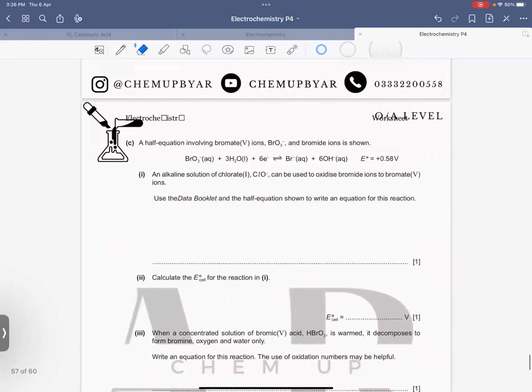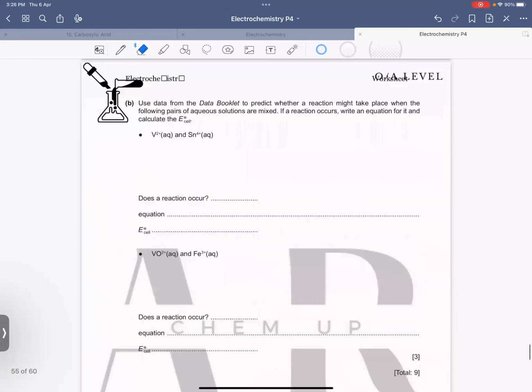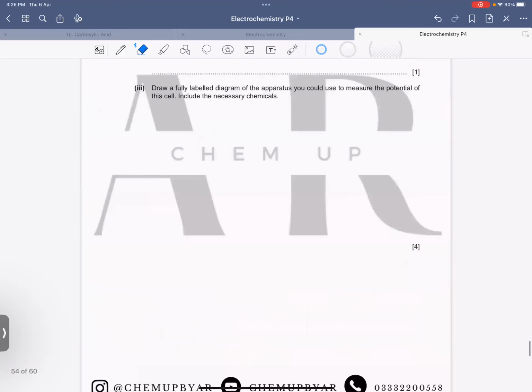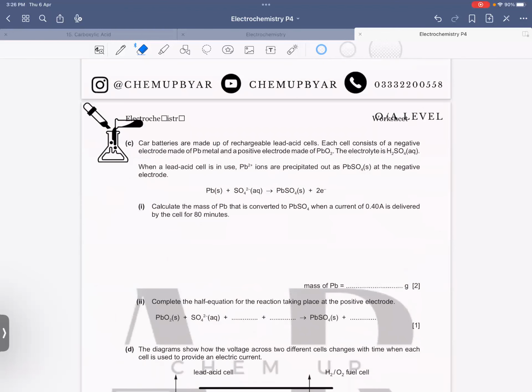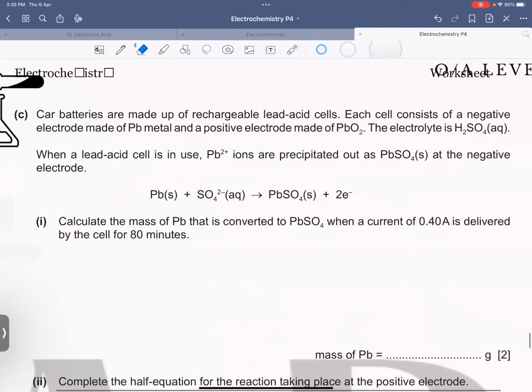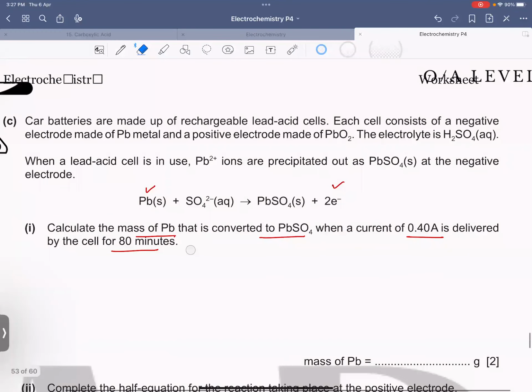Okay, I'm going to give you another question like this for the oxidation. Okay, it is for mass, and we did it in the last class, right? So see, calculate the mass of lead that is converted to PbSO4 when a current of 0.4 ampere is delivered by the cell for 80 minutes. So this is the mass of the lead, and here I got the electrons. So I can just take the ratio between these two.